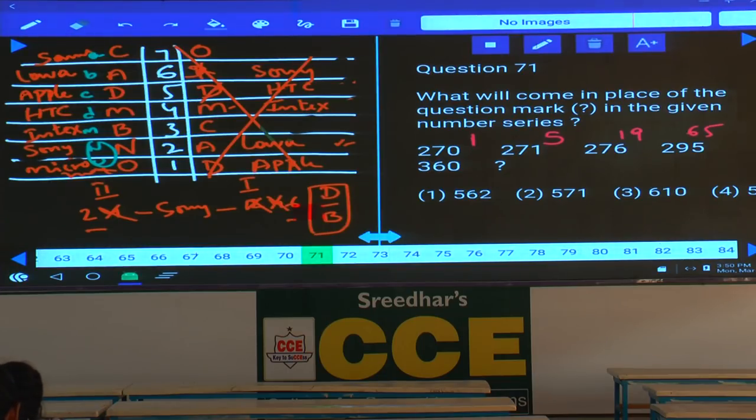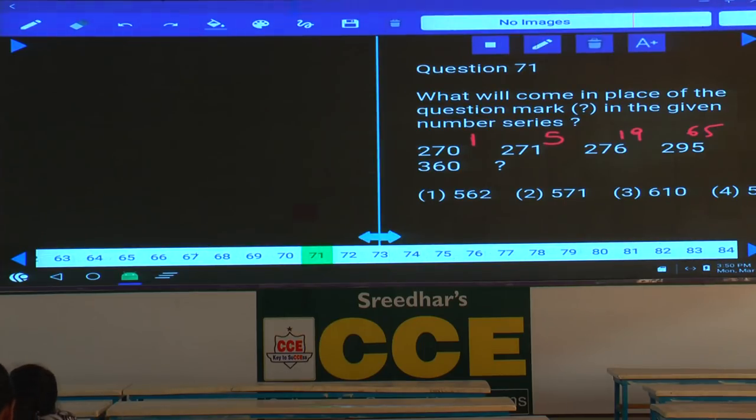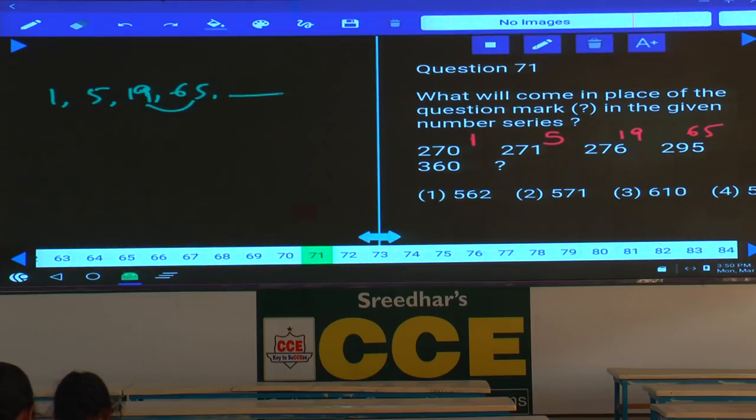1, 5, 19, 65. Tell me what could be the difference between these? Then, if you go for the difference, what is the difference here? 4 and 14 and next one. Now 19 and 65, how can you express this one? 19 into 3, 57 plus 8 is 65, and 5 and 19, 5 into 3 plus 4, and here into 3 plus 2.